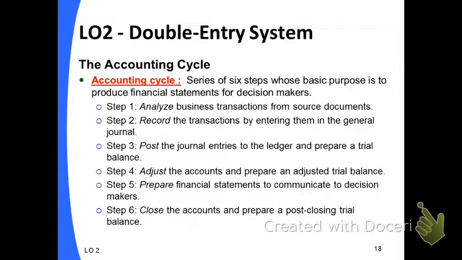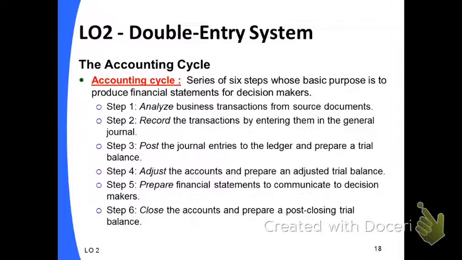The accounting cycle consists of a series of 6 steps whose basic purpose is to produce financial statements for decision makers. The first step is to analyze business transactions. Using the source documents, we're going to look at what accounts increased or decreased. The second step is to record the transaction in the journal. This is where we would apply the rules of double entry.